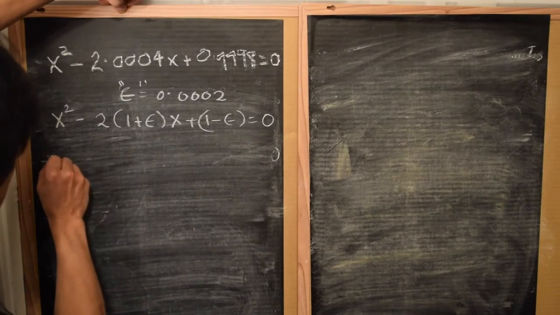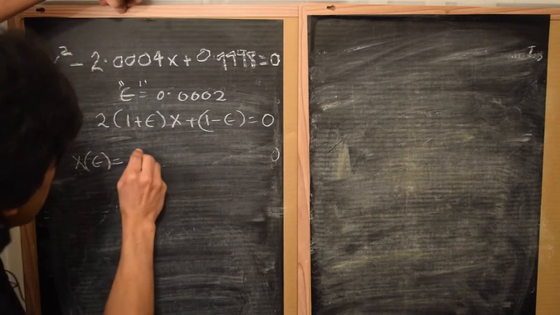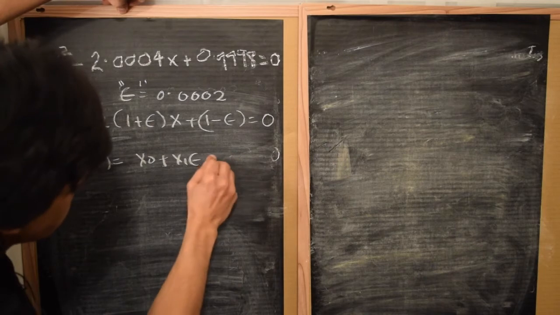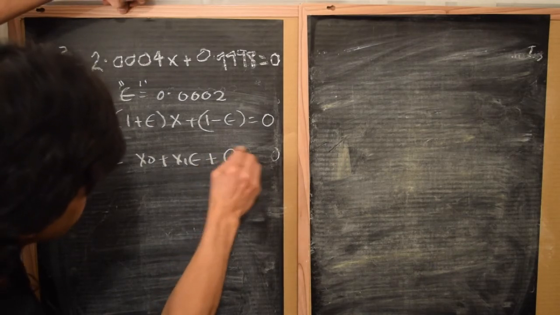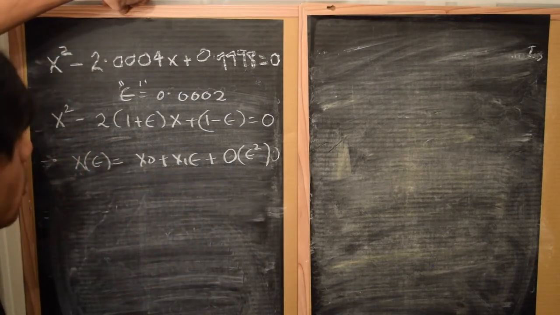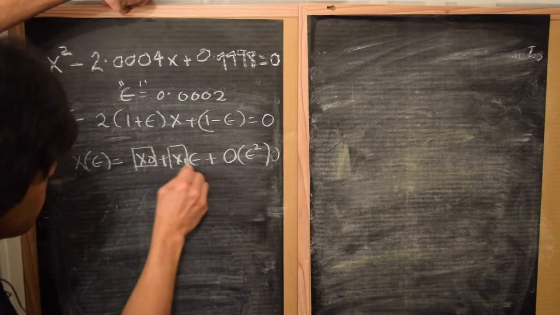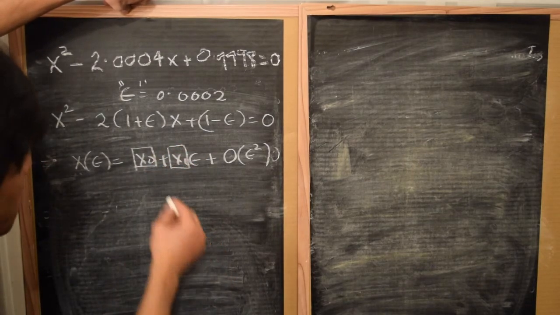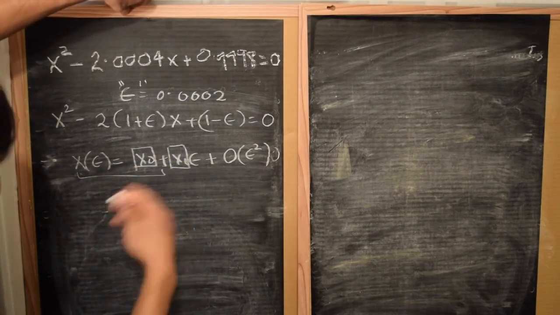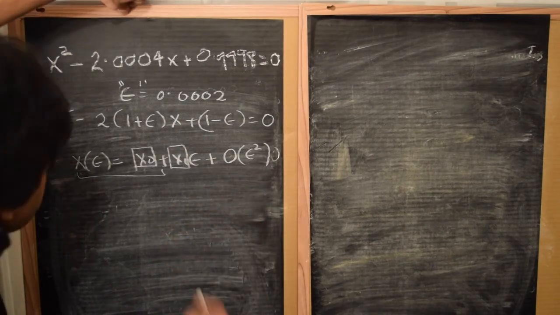So what does that method involve? It involves looking for an x of the form x naught plus x1 epsilon, and in this case let's truncate it to big O epsilon squared, which means we are only considering terms up to linear order in epsilon, and our goal is to solve for x naught and x1. Just like before, we'll substitute this form of series into the equation and then collect like powers of epsilon and compare them to 0.